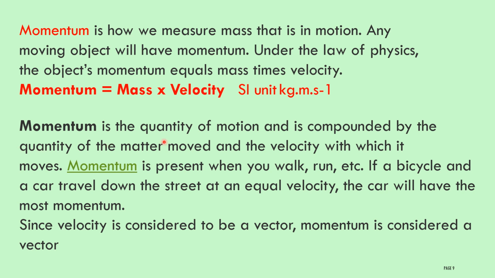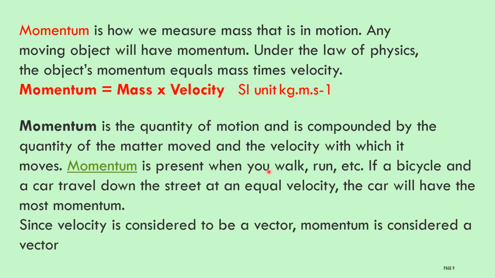Momentum is the quantity of motion, compounded by the quantity of matter moved and the velocity with which it moves. Momentum is the measure of motion, composed of the quantity of matter, that is, the mass of the object moving with a certain velocity. Quantity of motion is a measure of an object when it is in motion. That object has a certain mass and is also moving with a certain velocity.